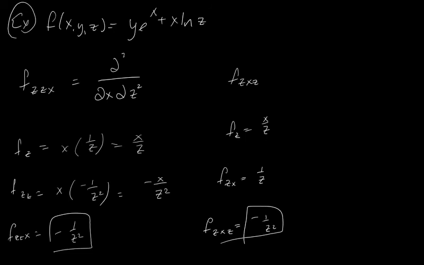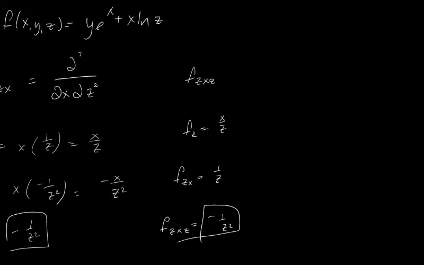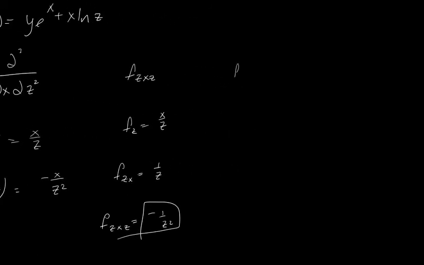All right, so let's do one more mix-up. Let's take it with respect to x first, then find our partials with respect to z. Okay, so f x z z. Okay, so I need f x first. We have not found this yet, so let's do that now. y e to the x, y is constant, so it'll just be part of the product. e to the x derivative is e to the x, plus the derivative of x ln z with respect to x is just ln of z.